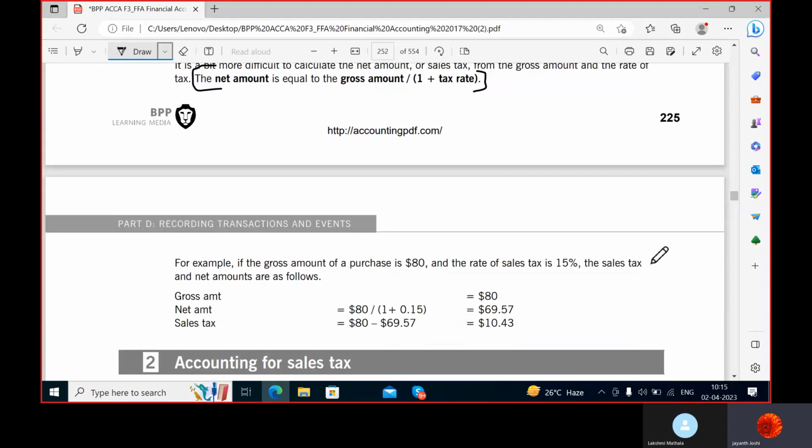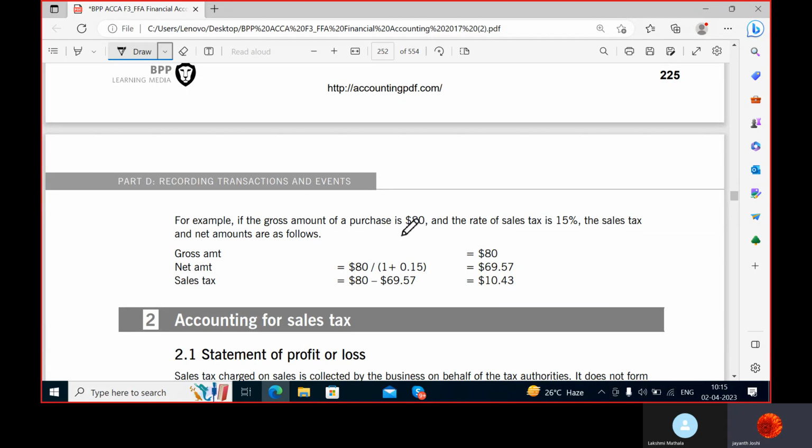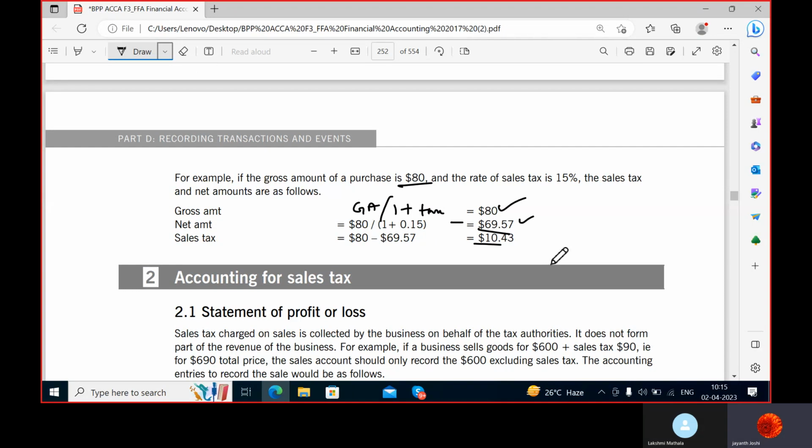Here an example is also given: if the gross amount is $80 and the rate of sales tax is 15 percent, in order to find the net amount we'll write gross amount divided by 1 plus tax. The tax is 15 percent, so 1.15. 80 divided by 1.15, we get 69.57. When we find the difference, this is the amount of sales tax, 10.43. Ma'am, this formula is clear?